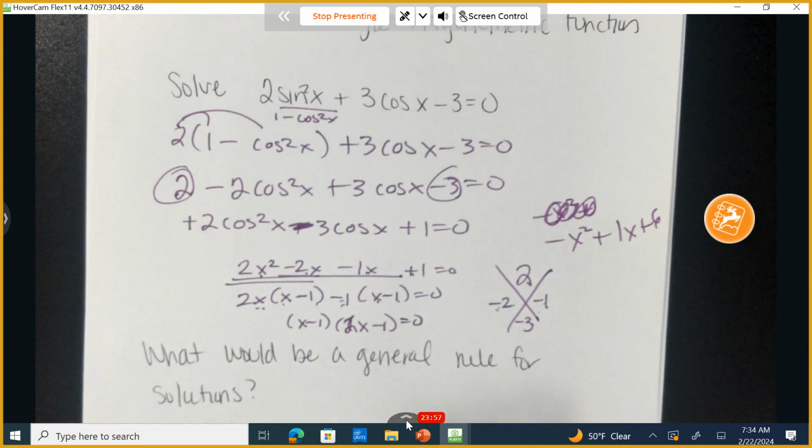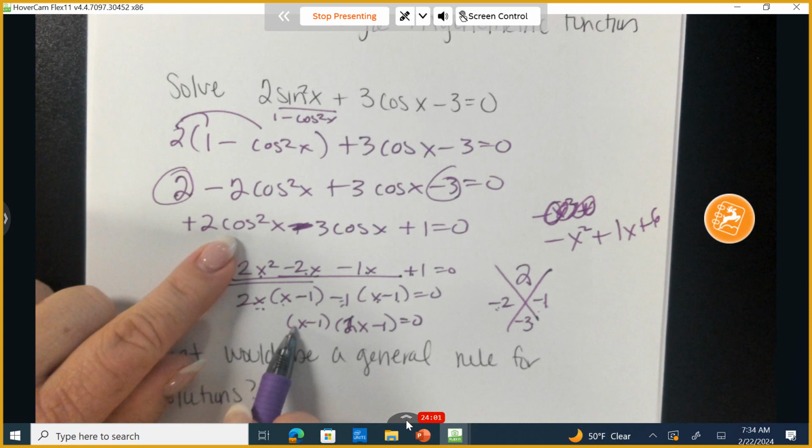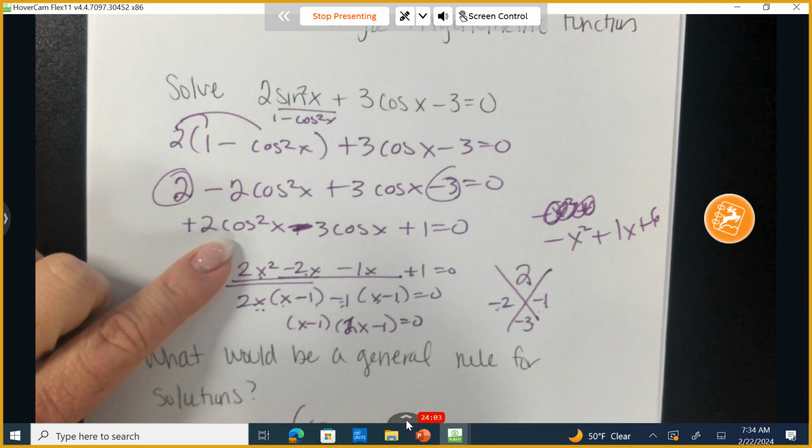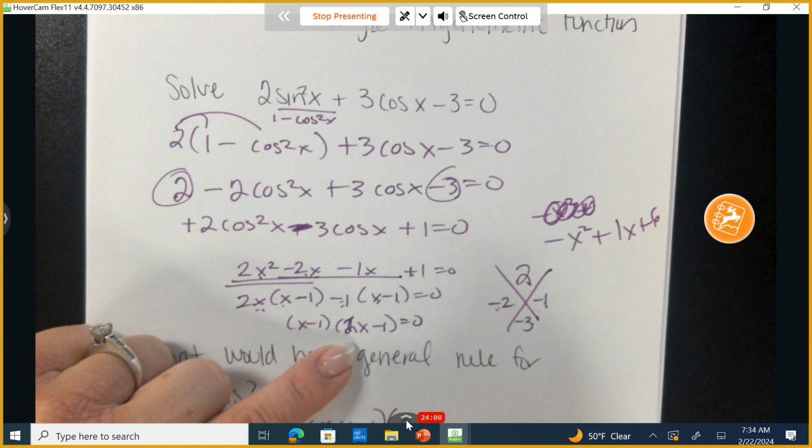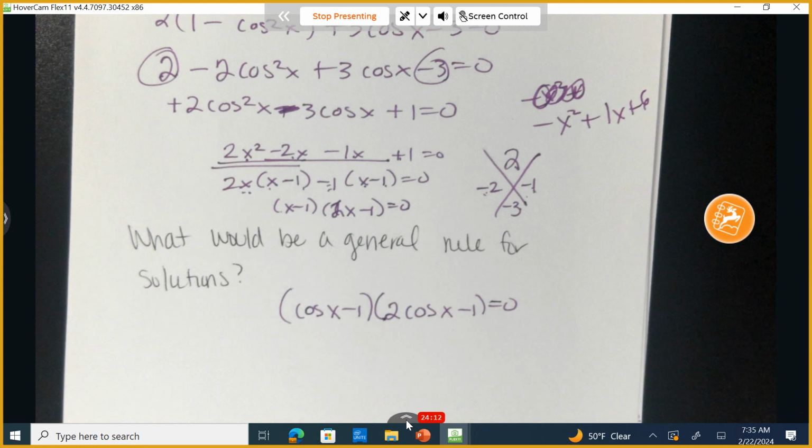So it is factorable. I was able to just factor at this point. So what I'm going to do now is go back and throw a cosine in there. So I have the cosine x minus 1, and I have 2 cosine x minus 1. Please set each one of these factors equal to 0 right now and solve. Go. We only have one more example after this.